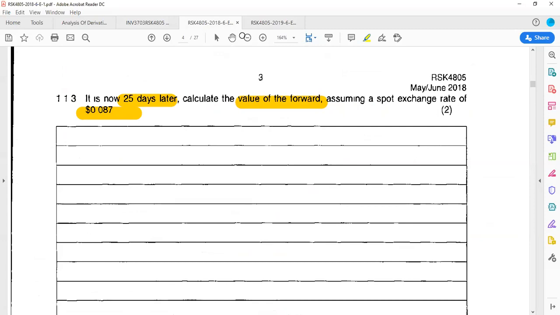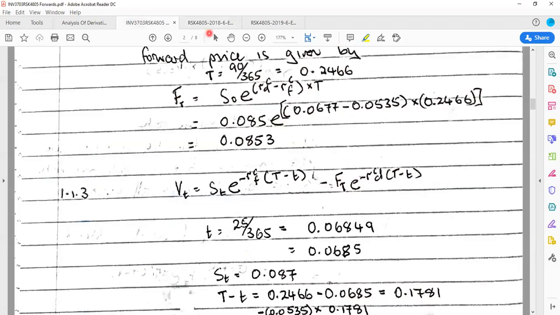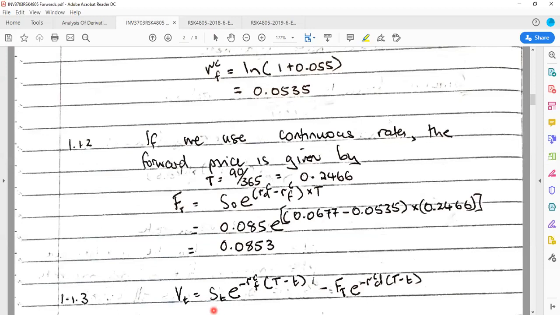And the way we do this, we use the following formula. We say ST, which is the current spot rate, exponential minus RCF, the continuous risk-free rate, multiplied by capital T minus small t, minus F0 exponential minus RCD, multiplied by capital T minus small t. Remember, small t is the number of years that have passed since the beginning when you entered into the forward contract.